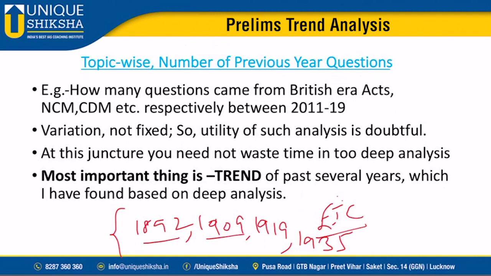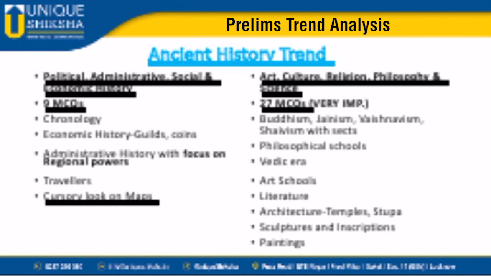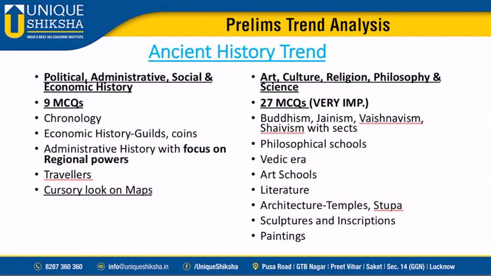Now the next one is important, the ancient trend, which I have just given an overview of. Let's find out the focus of those questions. In the political, administrative, social and economic portion, what you need to focus upon even at this juncture is chronology. All of you need to focus on the chronology. Just based on the chronology you can eliminate certain options, so do focus on it. In case you have problems with history in prelims, then do read the chronology before the day of the exam, and by doing this you will be able to eliminate certain options logically.